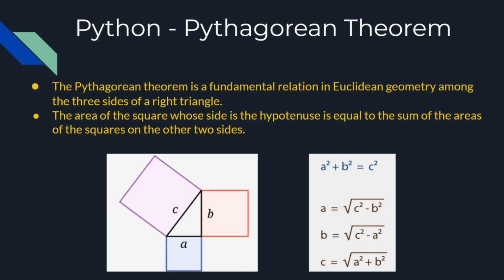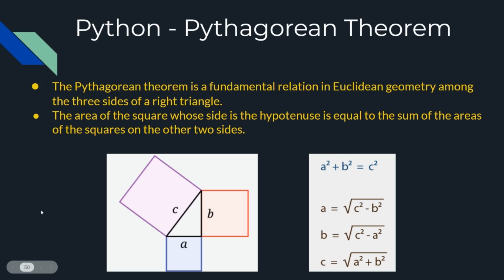In this program, we will develop a script that creates a function that uses the Pythagorean theorem concept. The calculator will be capable of determining the values of side A, side B, or side C. In mathematics, the Pythagorean theorem is a fundamental relation in Euclidean geometry among the three sides of a right triangle. It states that the area of the square whose side is the hypotenuse is equal to the sum of the areas of the squares on the other two sides. This calculator will be capable of determining side A, side B, or side C.